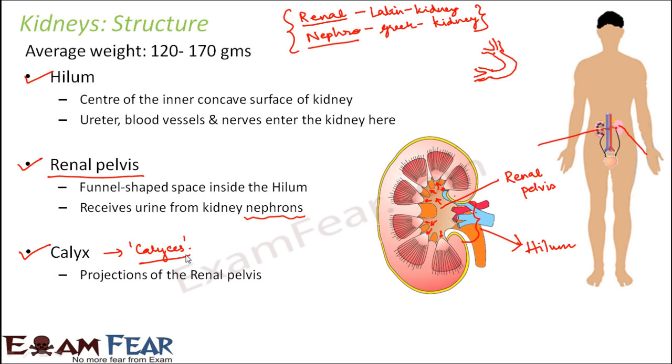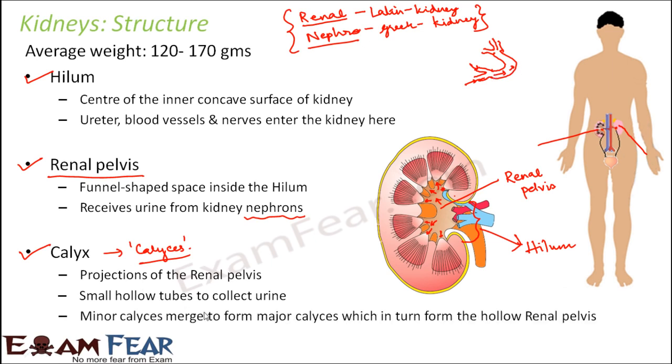Now here you have two types of calyces. One is the minor calyx and one is the major calyx. So let us see what are they. Basically if you want to define calyx, they are nothing but small hollow tubes. Through them only the urine comes to the renal pelvis. So the urine comes through these tubes and they finally reach this funnel shaped area called renal pelvis. Now minor calyces merge to form major calyces, which in turn form the hollow renal pelvis.